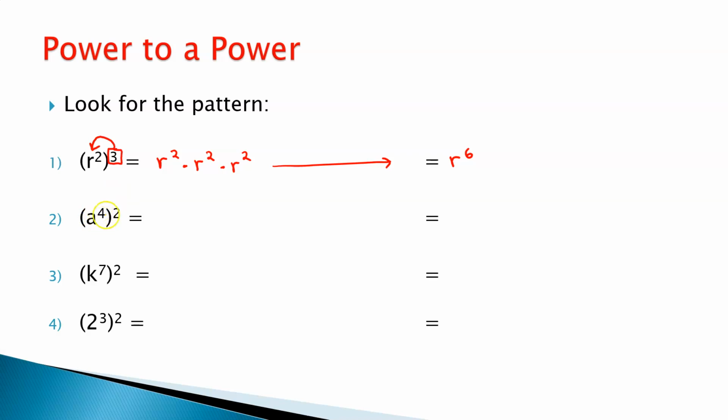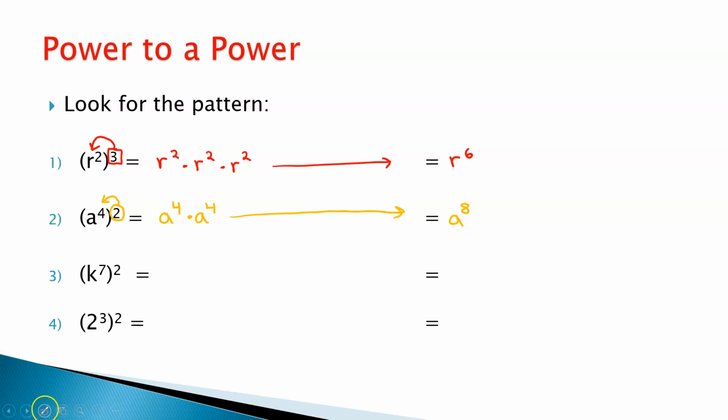a to the 4th, and all of that in parentheses to the 2nd power. So again, what does this mean? We have 2 copies of what is inside. What I mean by that is we have a to the 4th times a to the 4th. Well, I've already learned that if I'm multiplying a and a, same base, I can add 4 and 4, which gives me 8. a to the 8th power.